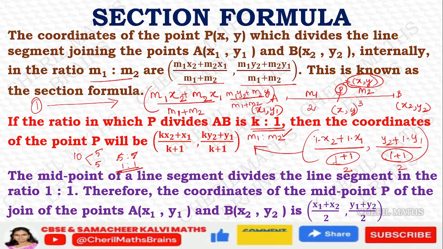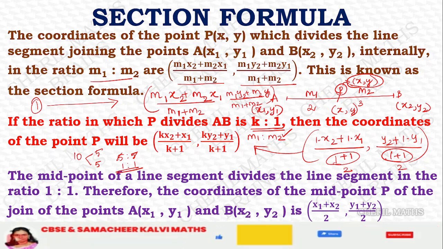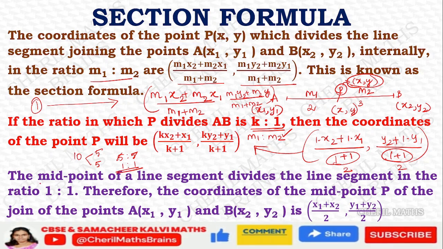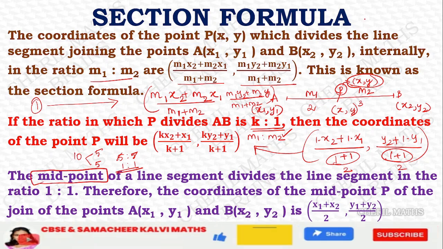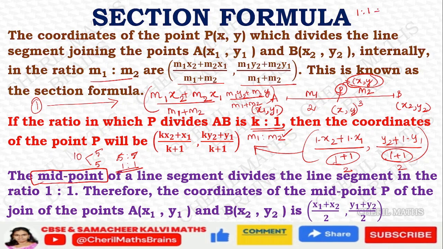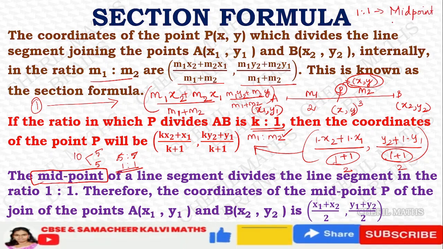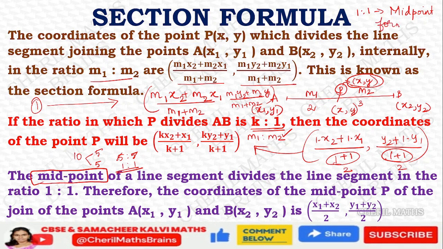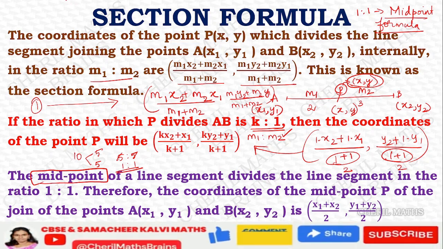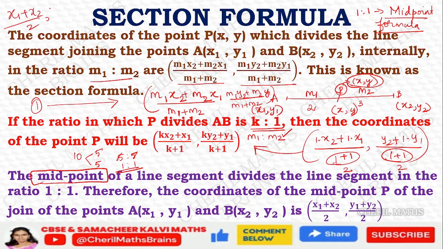So you are having this formula x1 plus x2 by 2, comma y1 plus y2 by 2. And this formula is called the midpoint formula. The same section formula, when it is going to be 1 is to 1, you call it as midpoint formula. And we are deriving it from the section formula only, children. So there is no change at all. So you should remember midpoint formula is what? x1 plus x2 by 2, comma y1 plus y2 by 2.